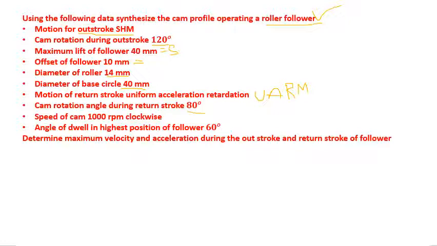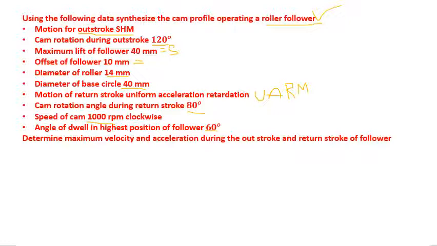Then speed of the cam is 1000 rpm and it is rotating in clockwise direction. Therefore we need to divide the cam profile in the anti-clockwise direction. Next, angle of dwell in highest position of the follower is 60 degree. So theta d1 is given, that is first dwell, the angle is given 60 degree.